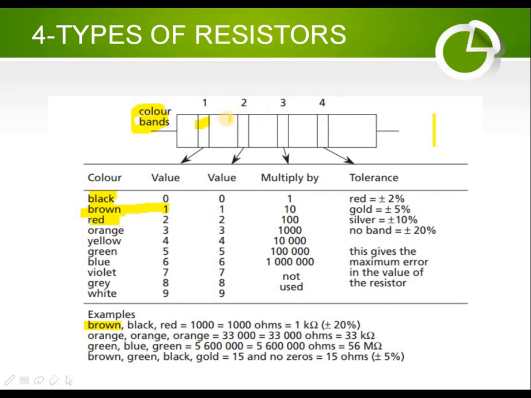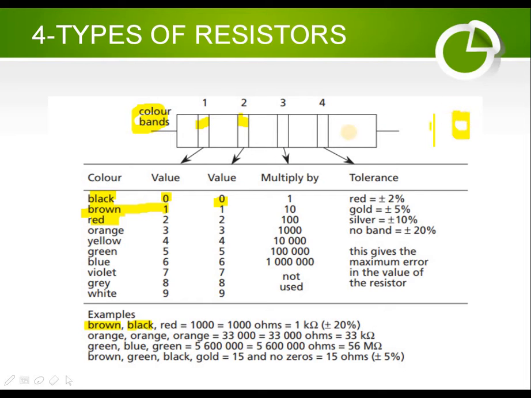Then I check my second band. If my second band, for example in this case, is black, then I move in the table, and black is at the top of the table, so black has the value 0. So I write it here as 0.